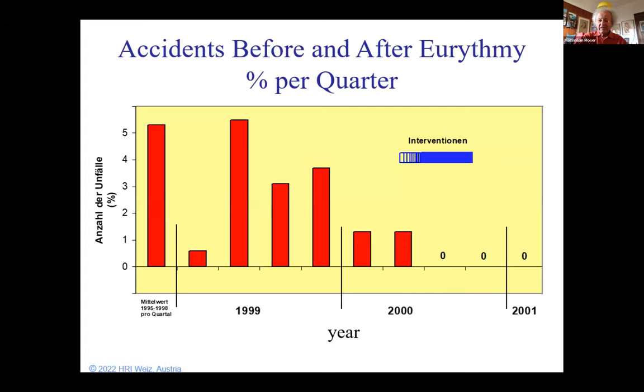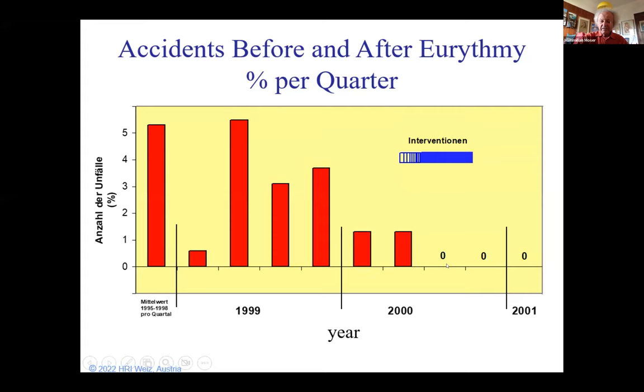Now, the company that had given this project was the Austrian insurance company for accidents. It's a large company with 5 million insured people. And they were, of course, interested in the outcome of accidents and not if they had a good sleep quality or not. So they told a different institute to investigate the effects on the accidents. And the effects were drastic. You can see here, the years before the project, they had around 3 to 5% accidents per quarter, not per year, but per quarter. And then we came with the interventions here and the accidents went back to zero.